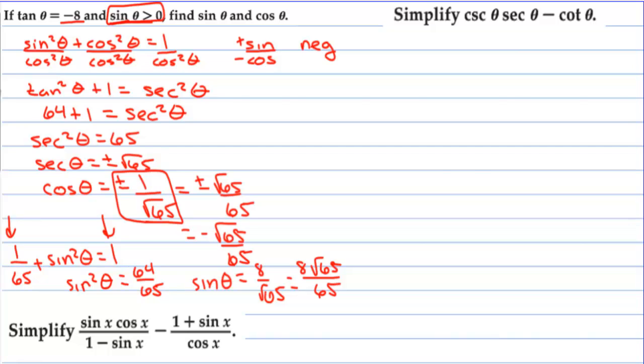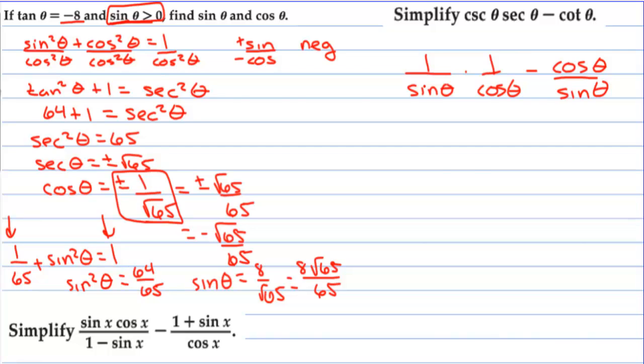Any questions? Awesome. Simplify. Cosecant times secant minus cotangent theta. Or yeah, they're all secant thetas and cosecant thetas. We got to make it more simple. One of the techniques that we have to use is make everything sines and cosines. So cosecant is 1 over sine. Secant is 1 over cosine. Then we have minus cosine over sine. That's cotangent.